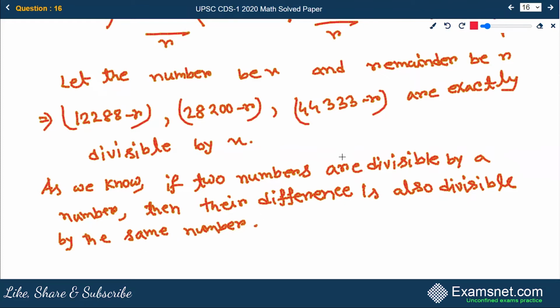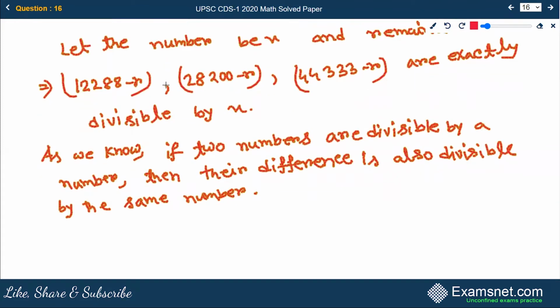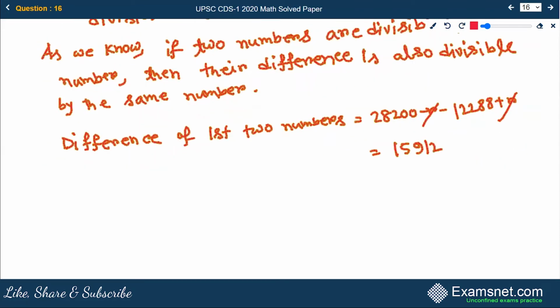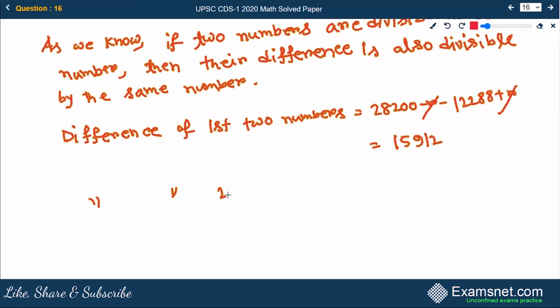Okay, now let's check the difference between these two numbers. Difference of the first two numbers, 28,200 minus R minus 12,288 minus R. So the difference is 15,912.